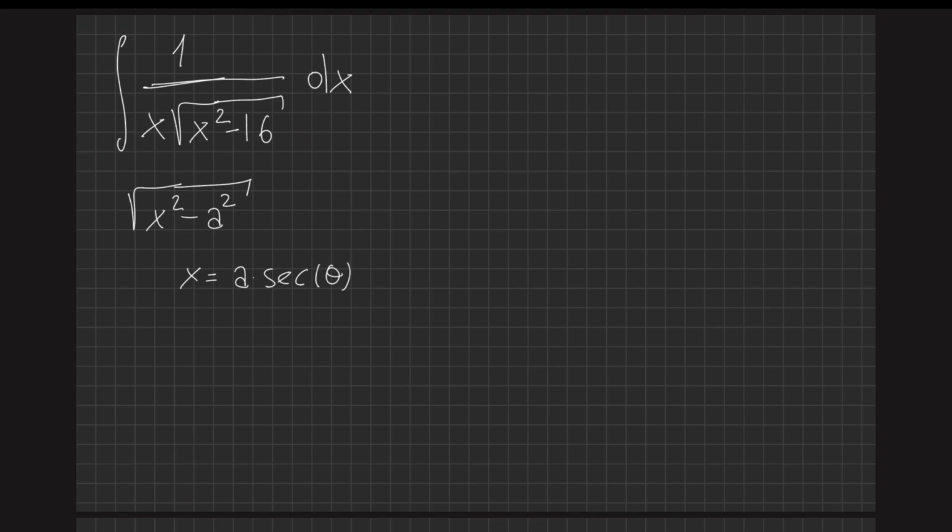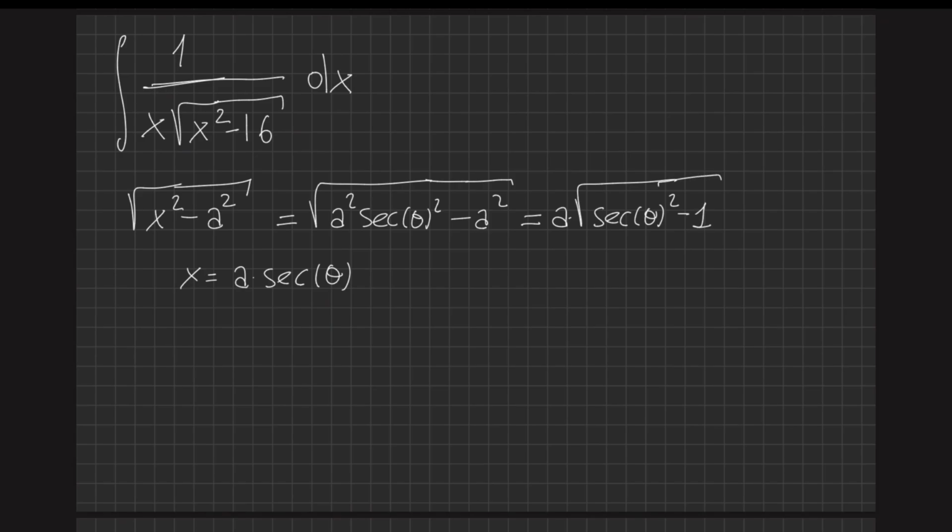And why is that? Well, again, let's go back to the general square root. It's going to be equal to the square root of a squared times the secant of theta squared minus a squared. We factor out a squared. This is a times the square root of the secant of theta squared minus 1, which, again, is just the tangent of theta squared, and when I take the square root, this becomes a times the tangent of theta.